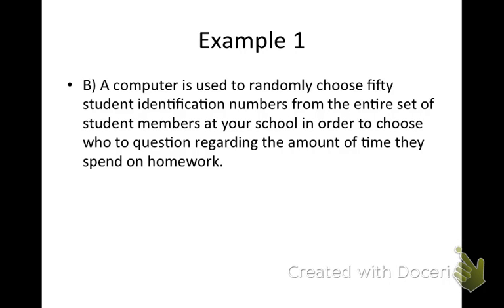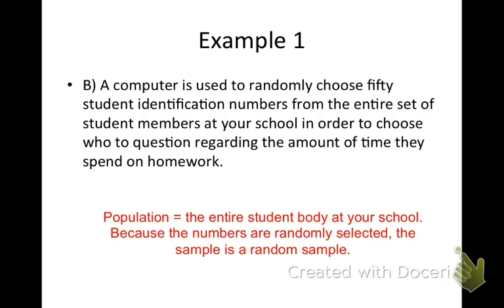A computer is used to randomly choose 50 student identification numbers from the entire set of student members at your school in order to choose who to question regarding the amount of time they spend on homework, kind of like that last video. The population would be all of the students at your school, and this would be a very random sample and representative of the entire student body because it is randomly selected.